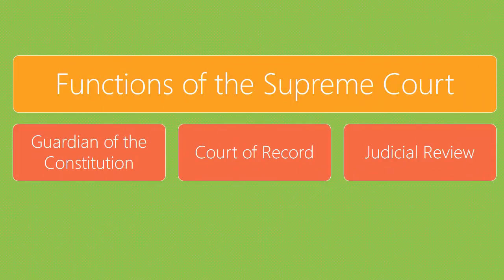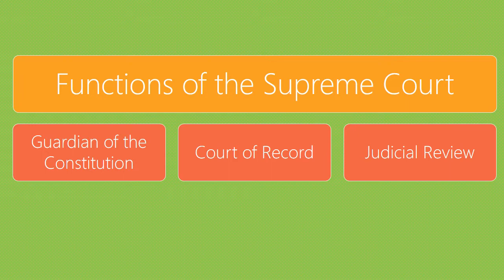Then, functions of the Supreme Court. We have three functions: guardian of the Constitution, court of record and judicial review. First, guardian of the Constitution. The Supreme Court acts as a guardian of the Constitution. It can declare any law null and void if it violates any of the constitutional provisions. It issues the writs or orders for the enforcement of the fundamental rights.